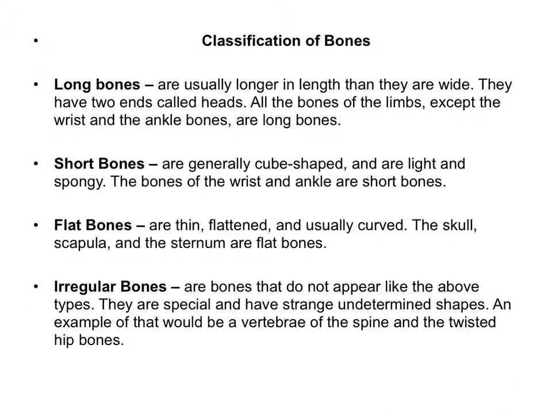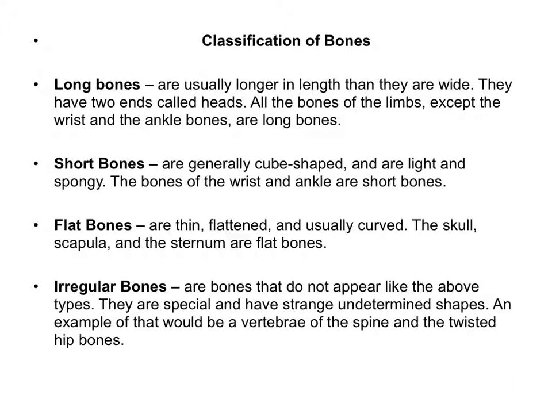There are 4 basic classifications of bones. Long bones. They're usually longer in length than they are in width. Short bones are generally cube-shaped. They're only in 2 specific places in general: the carpals of the wrist and the tarsals of the feet.